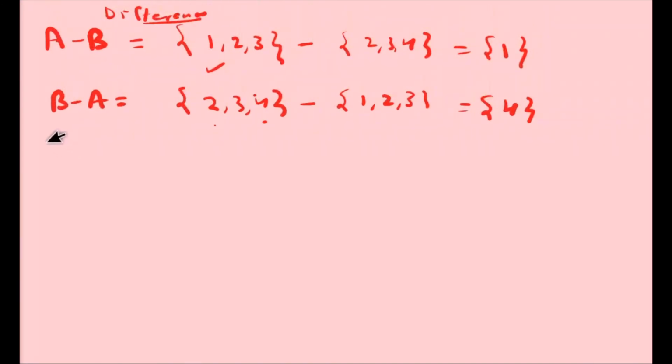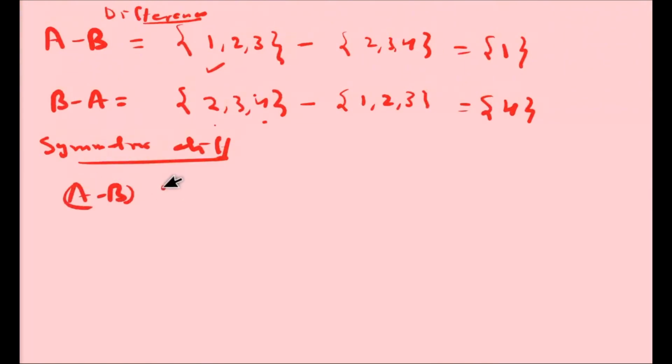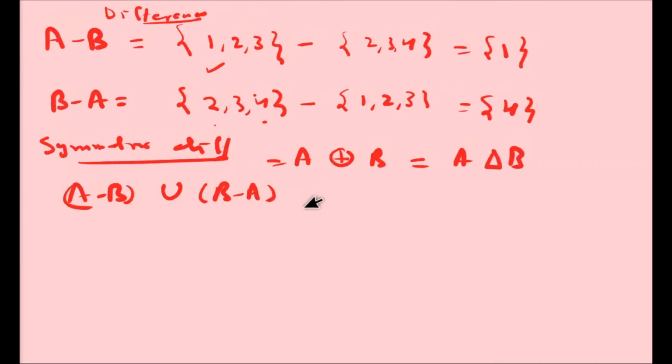Now symmetric difference. Symmetric difference is A minus B union B minus A. It can be written as A circle plus B, or also as A delta B, and this is the meaning. So we can say here 1 union 4, we can write here 1, 4. This is your answer for symmetric difference. Okay, it's done.